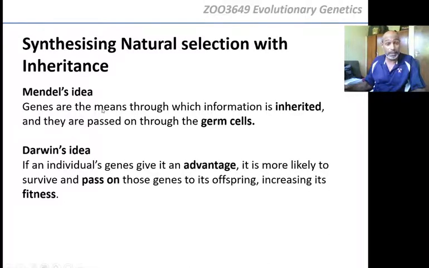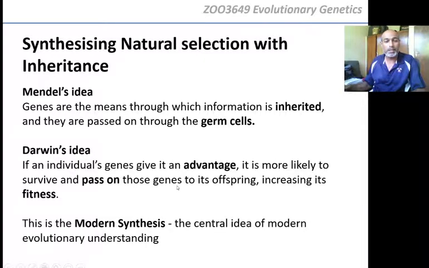So how do we synthesize these ideas? Because they're both dealing with the same thing, okay? So the modern synthesis is basically the central idea that brought these 2 ideas together, and is the basis of our modern evolutionary understanding. So most things we know about evolution, the nuts and bolts, came from the modern synthesis. And that's why you're being taught about the modern synthesis today.